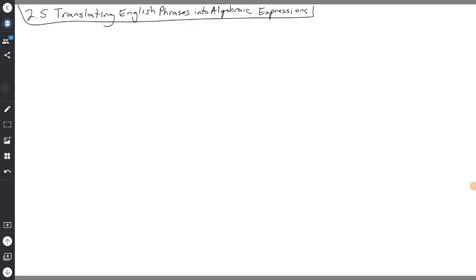In 2.5, we start to work with translating English phrases into algebraic expressions. So in other words, we look at sentences and then translate those into an expression or an equation. So some of the things that you will want to know when you're looking at a sentence.